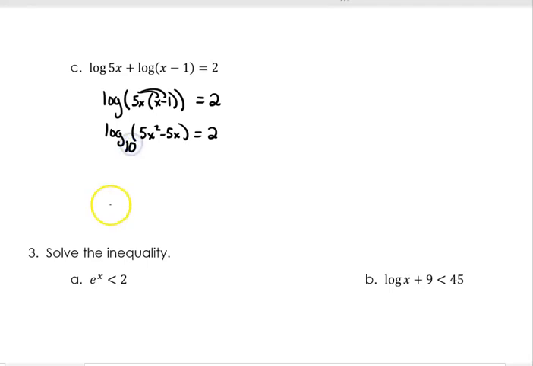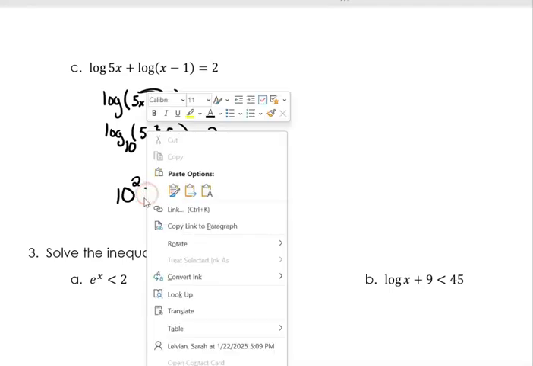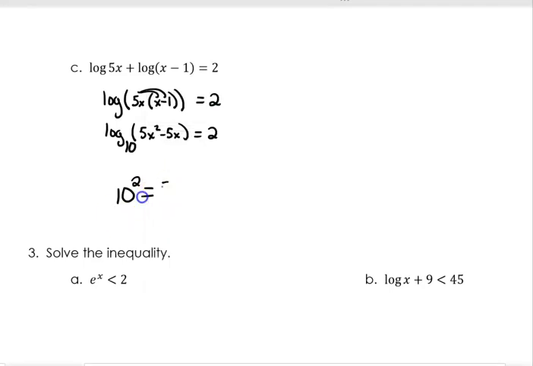So now to solve a log, you write it as an exponential equation. So this is log base 10. So remember, you do 10, and then the exponent is what was over here on the other side of the equals. So 10 squared equals, and what it equals is what was inside the log. So 5x squared minus 5x. All right, this is 100. 10 squared is 100.